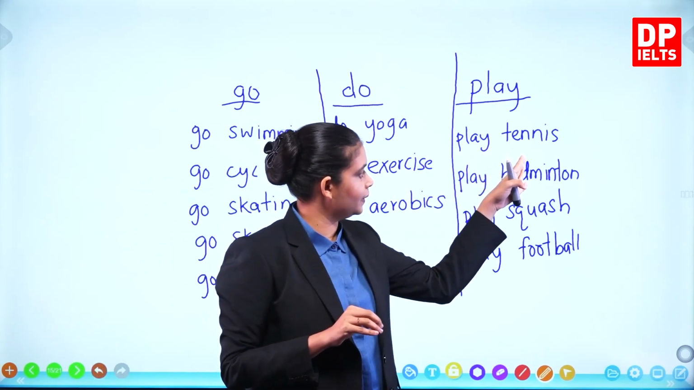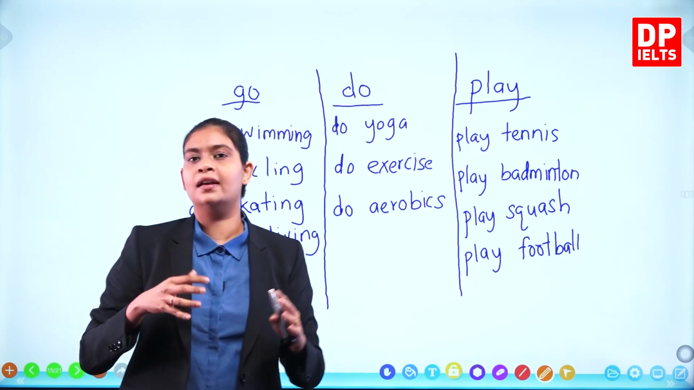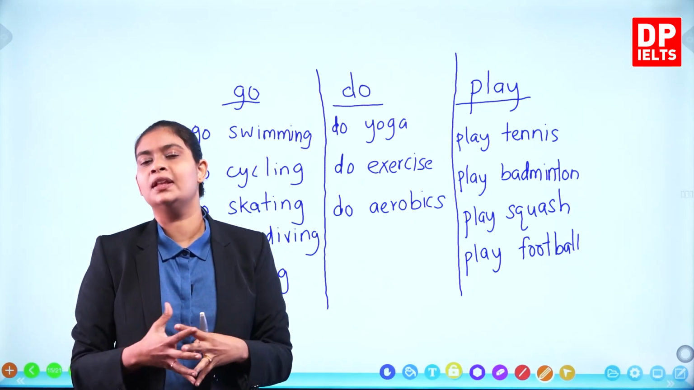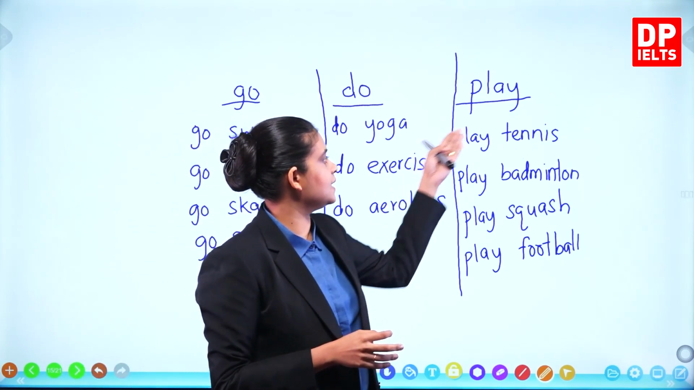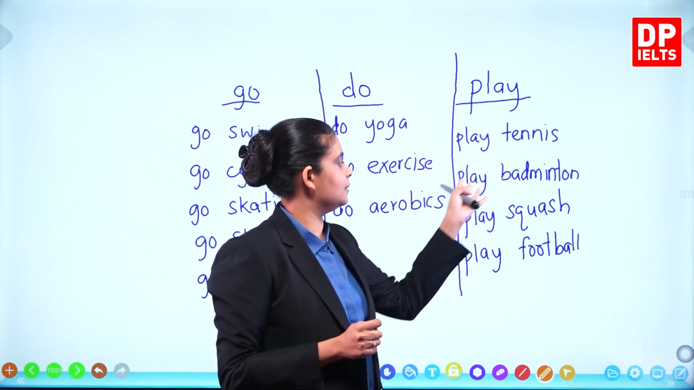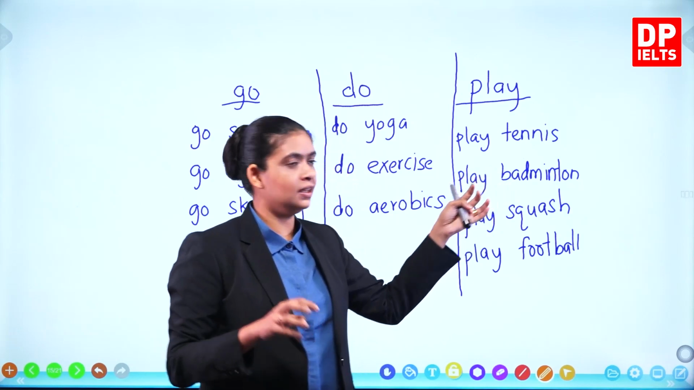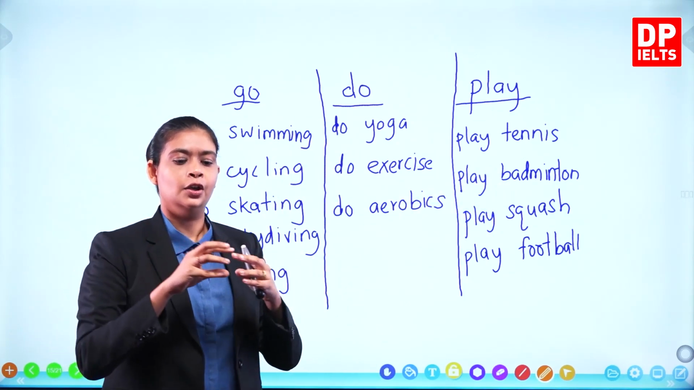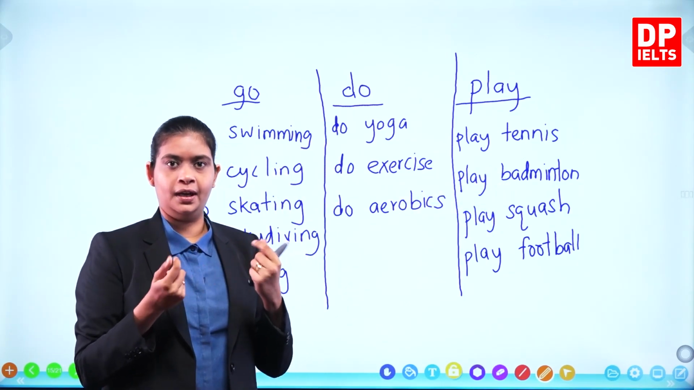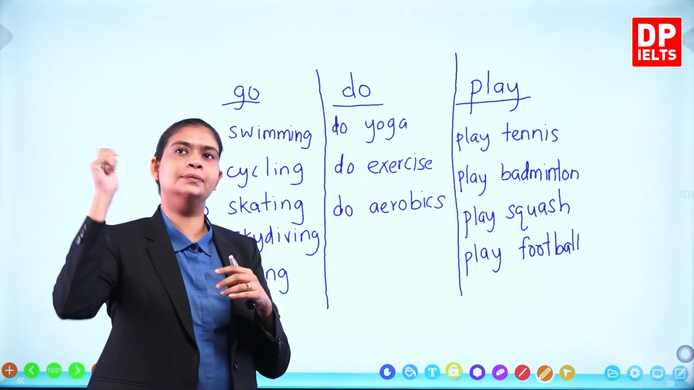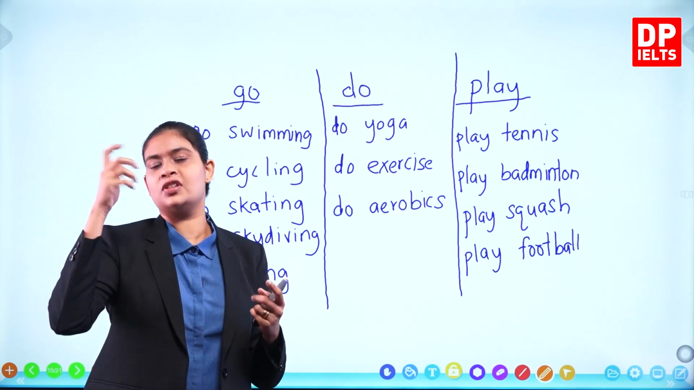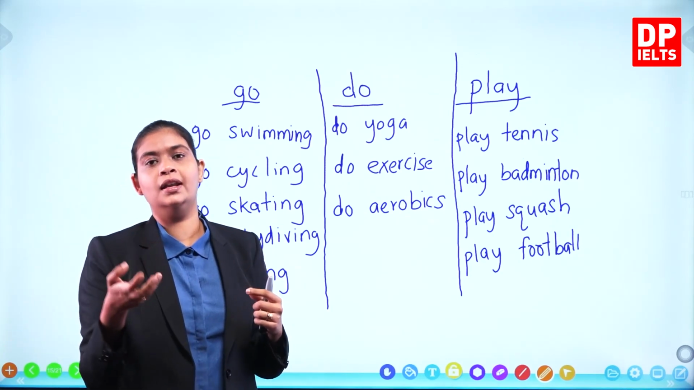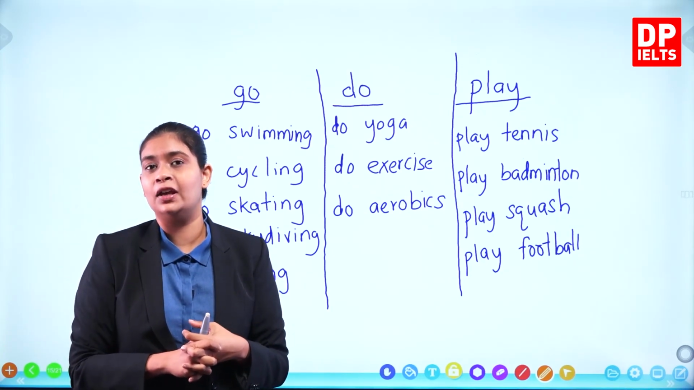Play tennis, play badminton, play squash, play football. Badminton doesn't have a ball, but you have that little bat and you have the shuttlecock. So it's like a ball, but if you have the shuttlecock, something that you have to hit, right? Then we say play cricket.